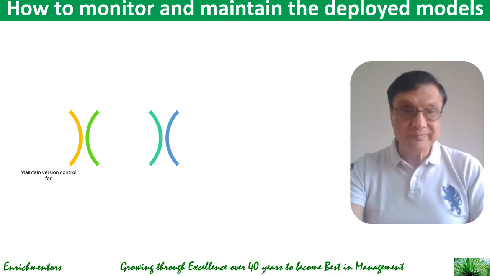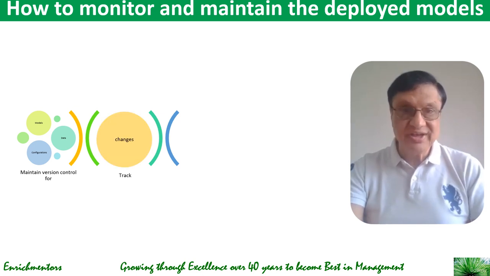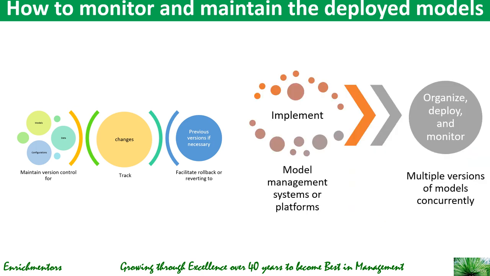Maintain version control for models, data, and configurations, basically to track changes and facilitate rollback or reverting to previous versions if necessary. Implement model management systems or platforms to organize, deploy, and monitor multiple versions of models concurrently. So there are model management systems or platforms that can help you run an ensemble of models to get the best performance from your deployed models.